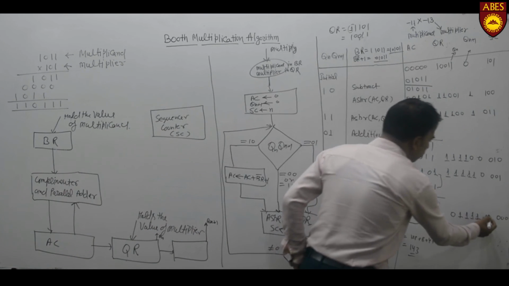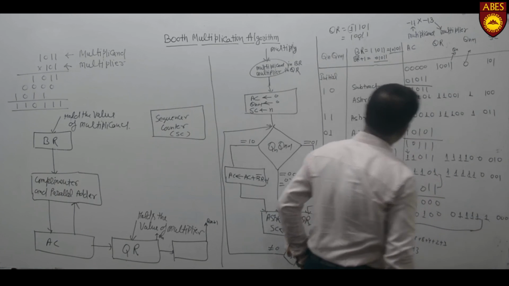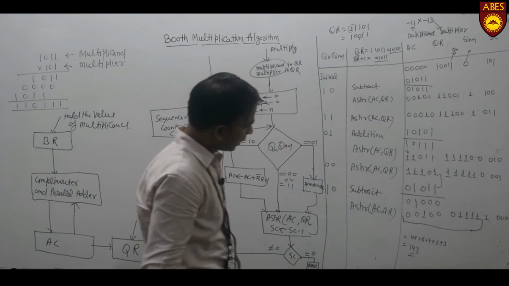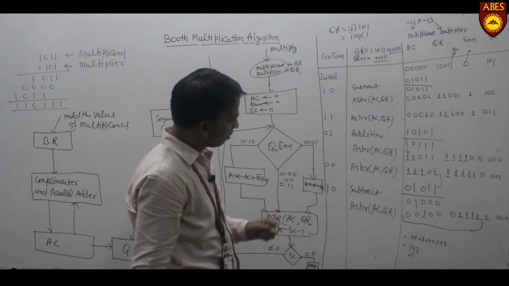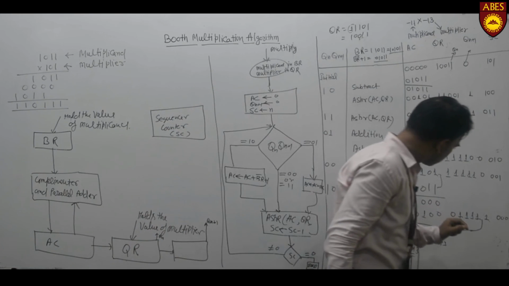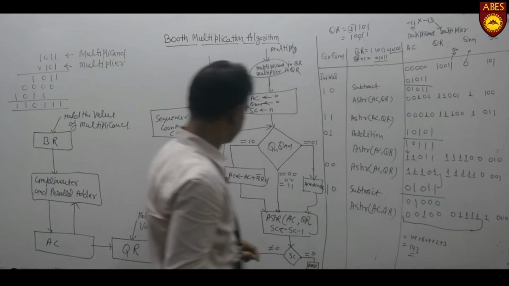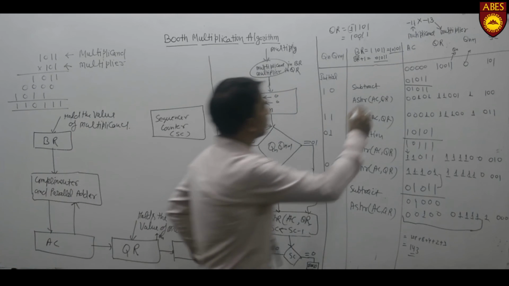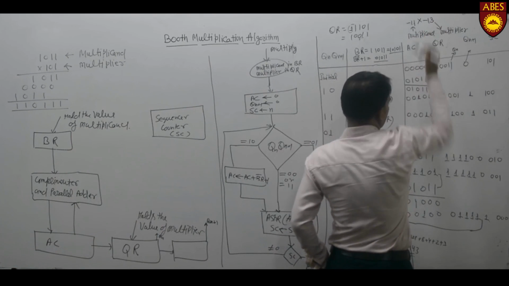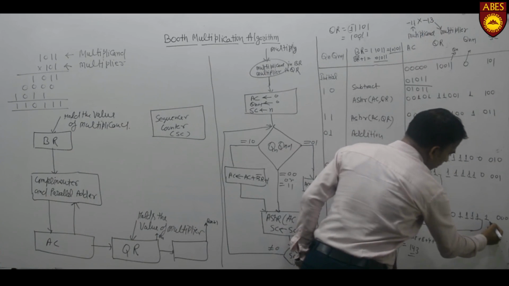And the value of Qn plus 1 at last shows the original sign of the multiplier. You can check here. The original sign value of the multiplier is -1. -1 is represented with the 1 here.